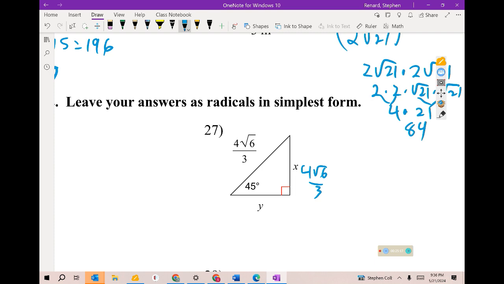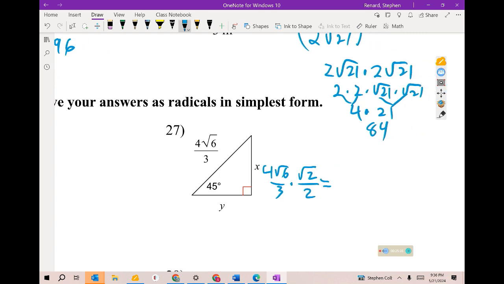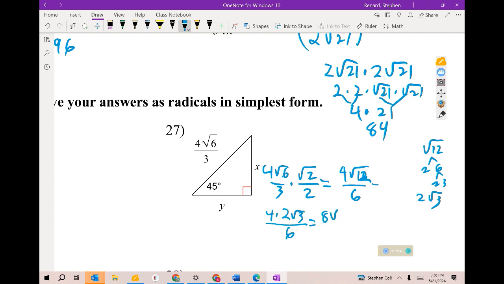If I looked at my flow chart, it would say when given the hypotenuse, divide by the square root of 2, or rather multiply by the square root of 2 over 2. And so this is going to give me 4 radical 12 over 6. Okay? So the square root of 12 is 2 times 6, 2 times 3. So it's going to give me 2 radical 3. So this is now going to become 4 times 2 radical 3 over 6. 8 radical 3 over 6. And we can pull a 2 out of each one of those and get 4 radical 3 over 3.